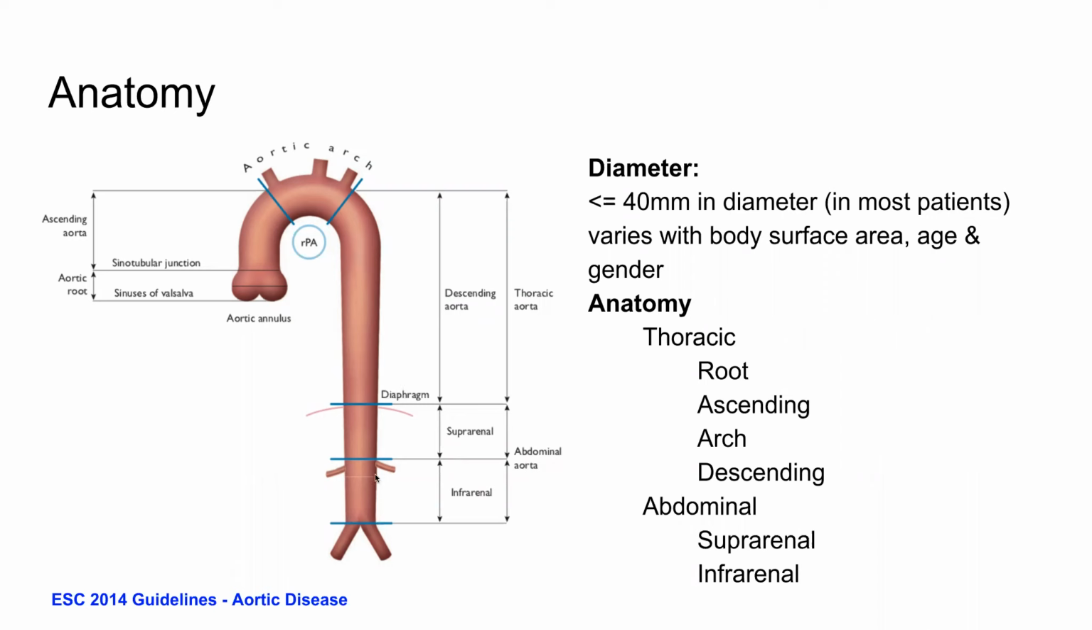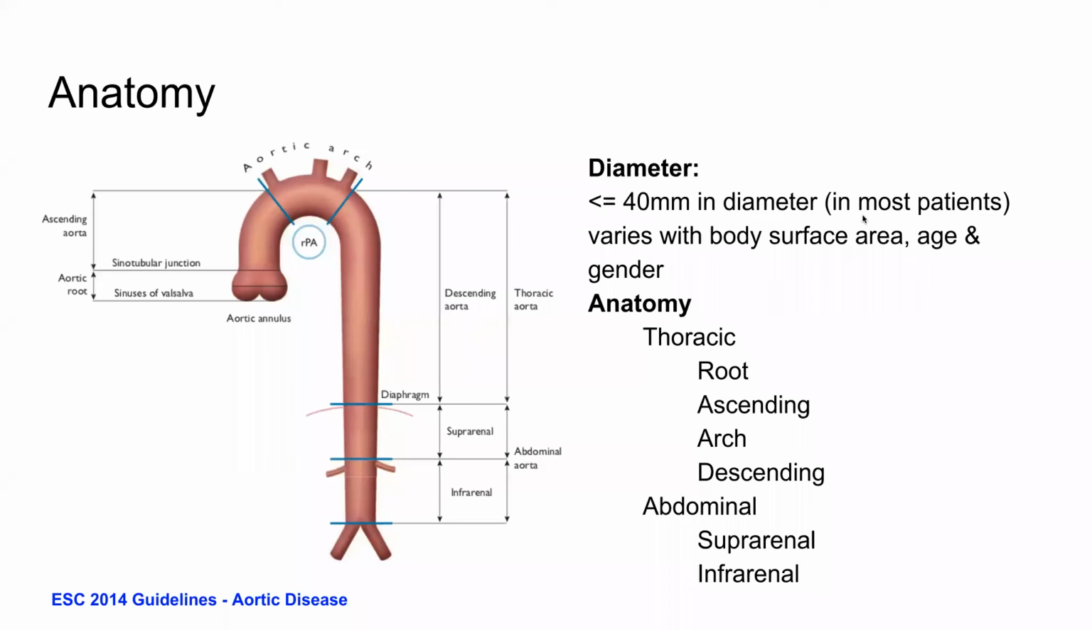So infrarenal abdominal aortic aneurysms can be readily treated with EVAR as long as they are below the renal arteries. Once the aneurysm is above the renal arteries, then the repair is going to be more complex. So that's as far as the different parts of the aorta, and that's how they are defined in imaging. It's important to note that the aorta's diameter should be less than 40 millimeters as far as the thoracic aorta.